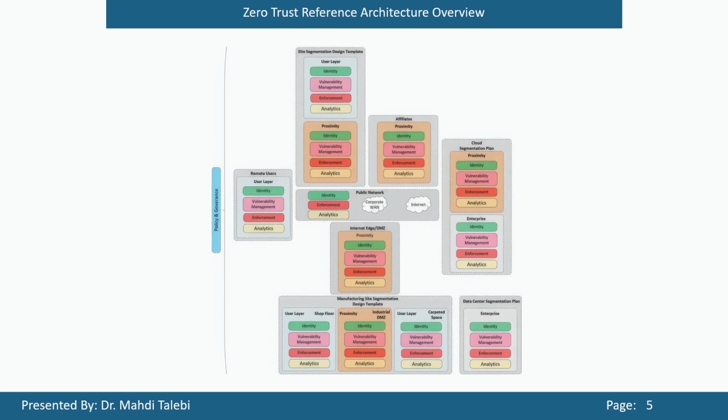By outlining these components, the architecture ensures that every zone within the organization's network has a standardized yet customizable security posture, capable of addressing unique threats and vulnerabilities inherent to that segment. Identity and vulnerability management are foundational layers that establish and assess who or what can access resources. Enforcement and analytics follow, ensuring that policies are upheld and continuously analyzed for effectiveness and compliance. Proximity captures the necessary adjustments and customizations needed for specific business environments, providing a granular level of security tailoring.